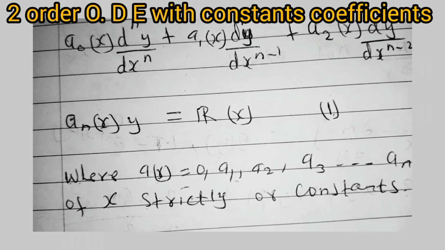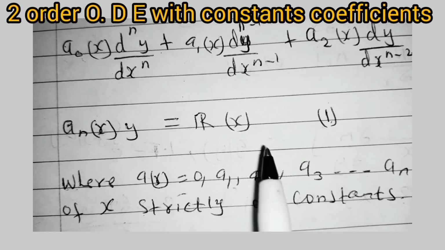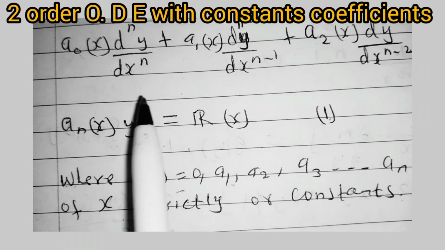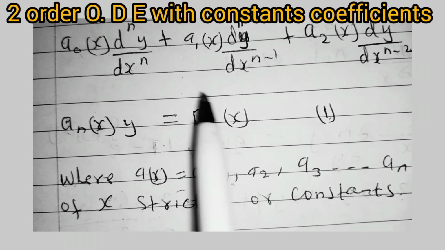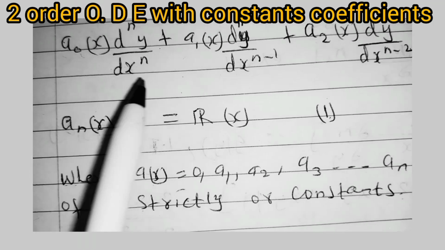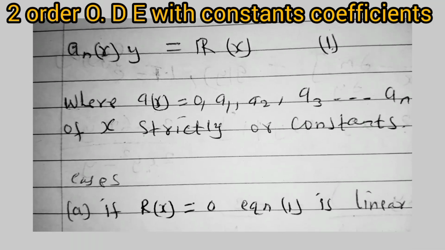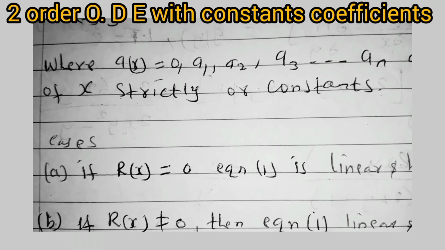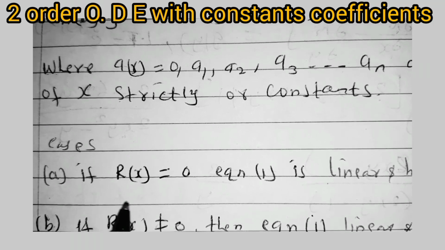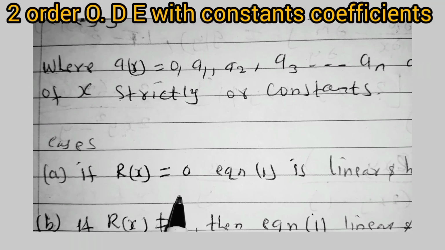Now, there are three possible cases for our differential equation 1. This is the general differential equation of order n. There are three possible cases which we are going to study. Case number 1 is when r of x is equal to 0.